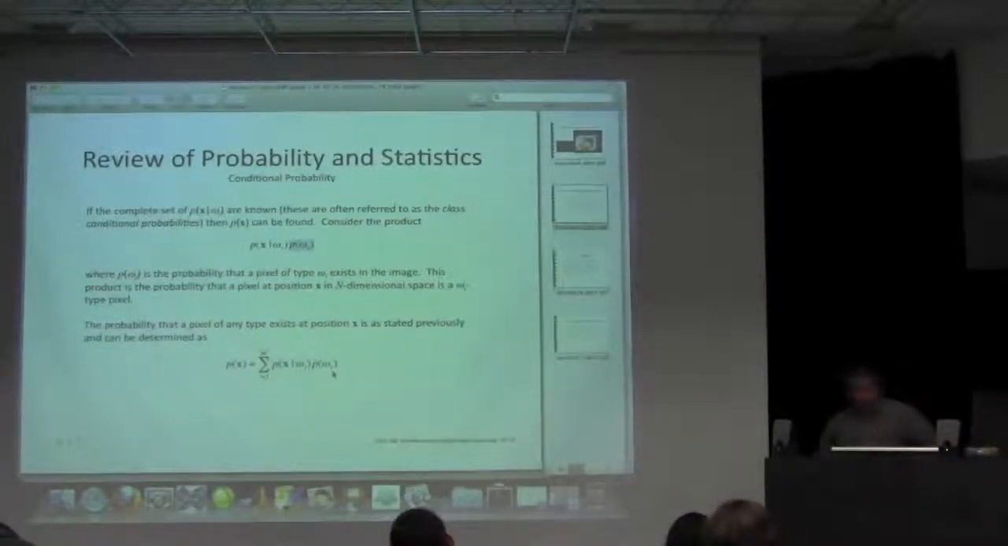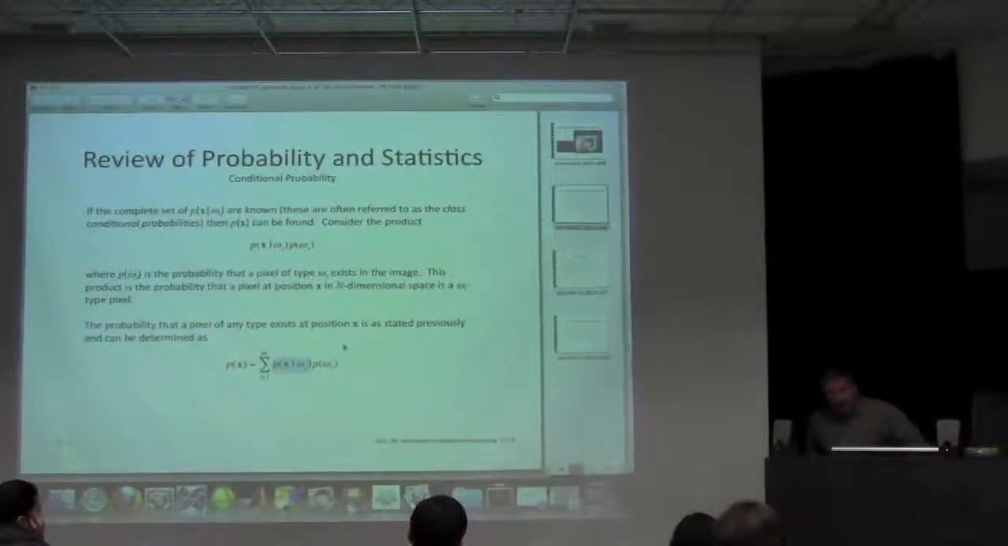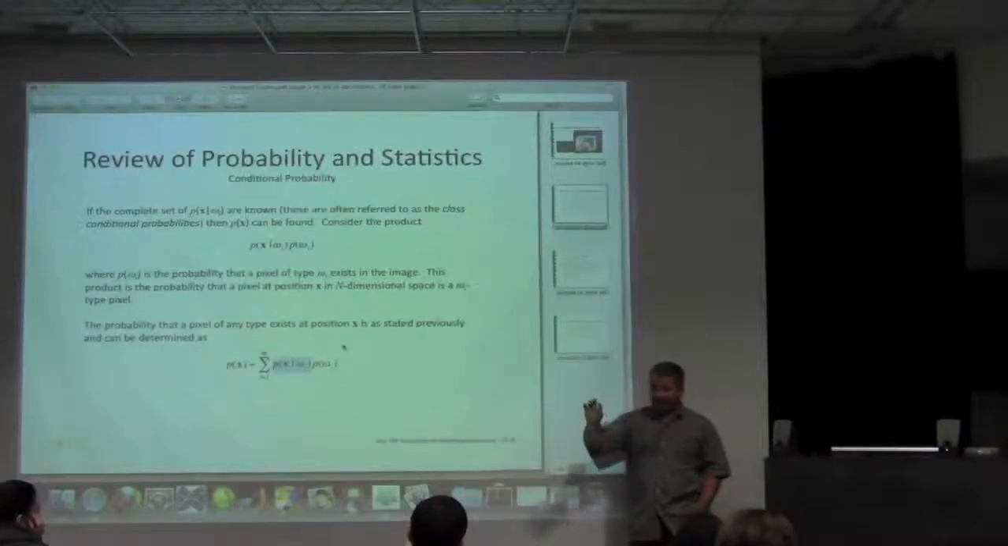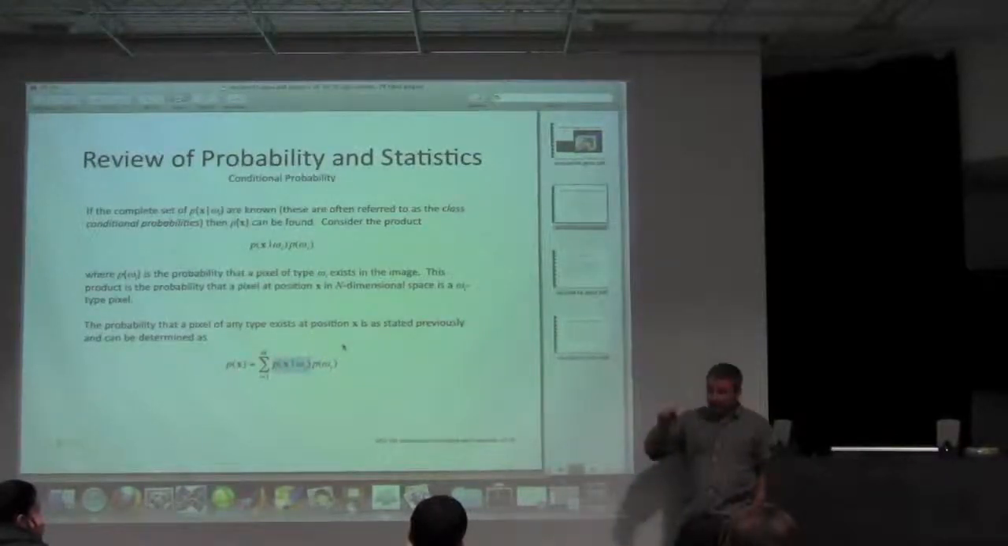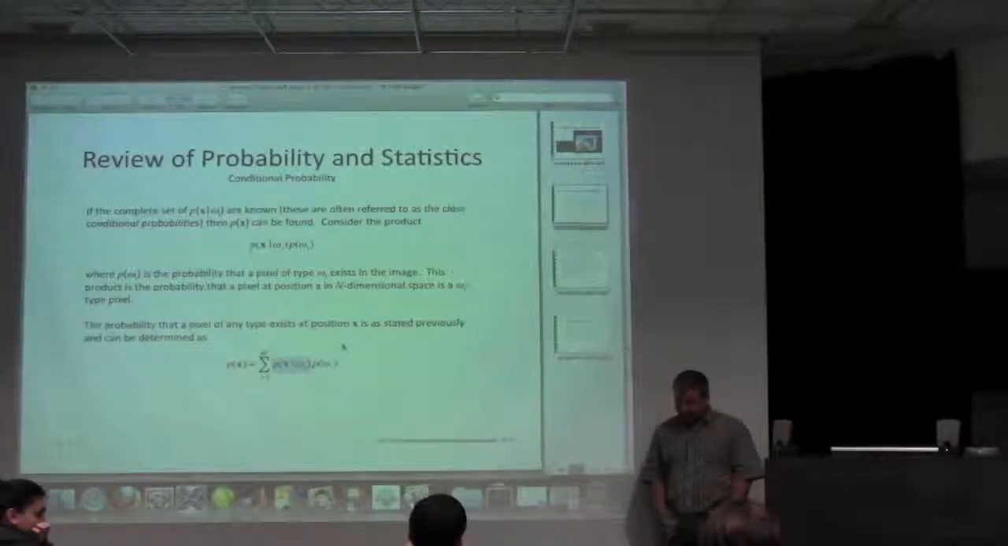Will you repeat that? Yeah. So this term right here is the probability of a pixel existing at point x, so at a position in n-dimensional space, given that the only pixels that I'm looking at are of a particular class type. So, could I rephrase that? You're saying what is the probability of that location being from class omega I?